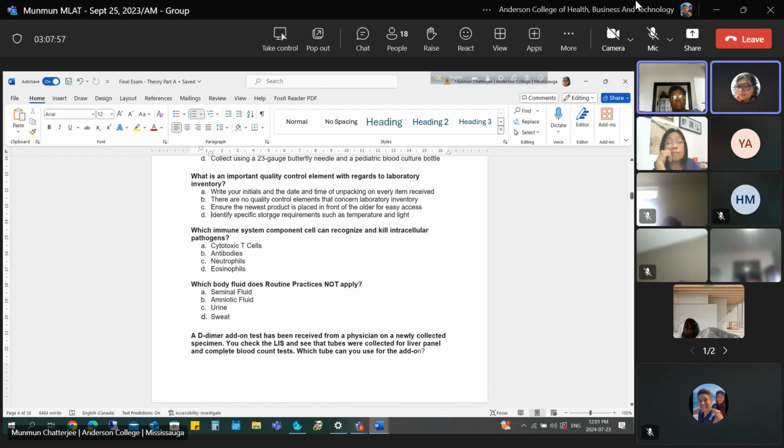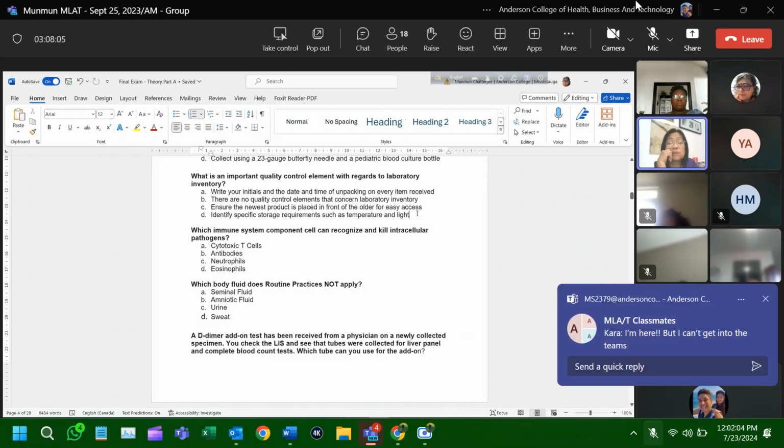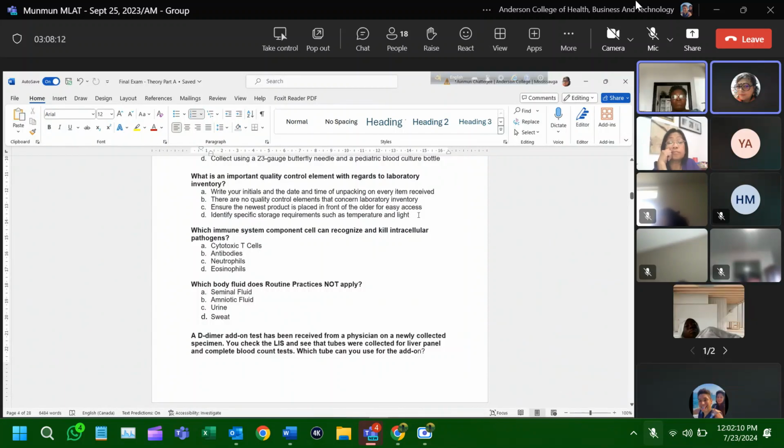So what about the specific storage requirements such as temperature and light? It matters too. Yes, ma'am, the temperature will matter. So when you are doing the inventory, you have to see what the temperature is and how you are going to store it.